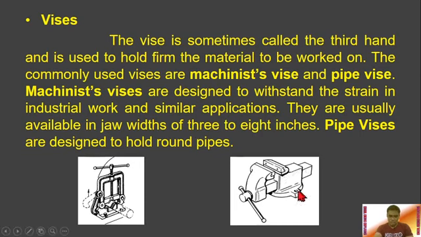So this is a machinist vise, and this is a pipe vise. We put our conduit here and we cut. If you are going to have some metal works in which we are going to hold also the metal, a flat bar or angle bar, then we will use the machinist vise.